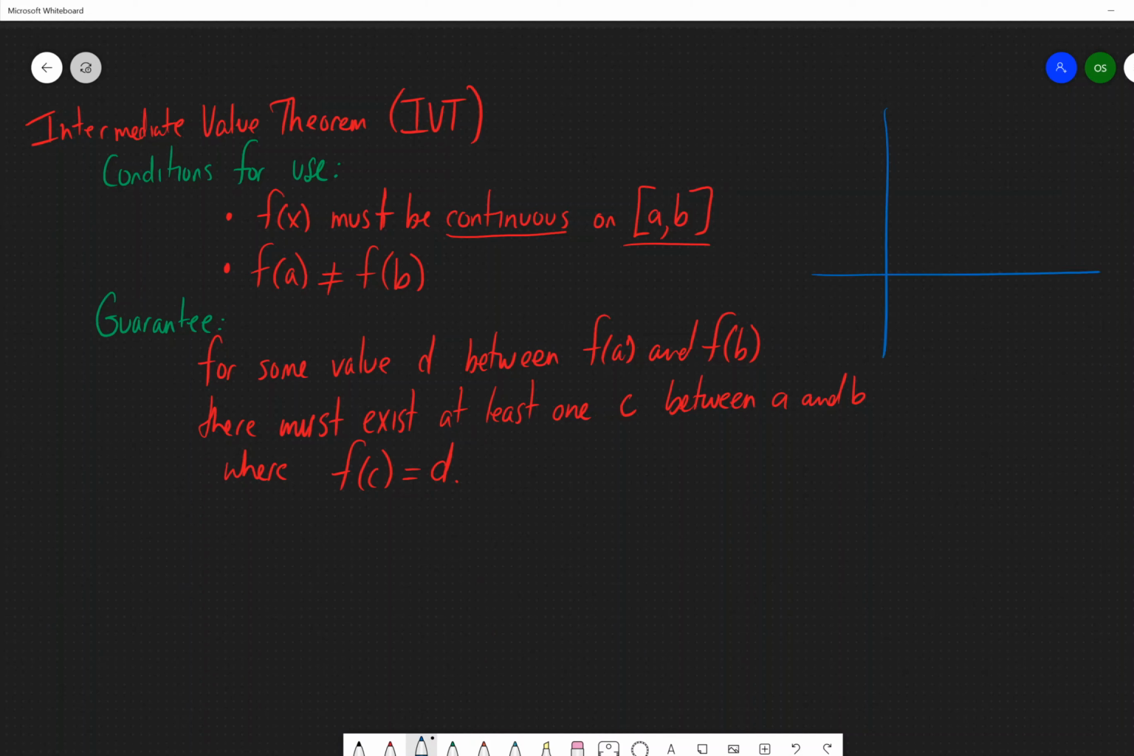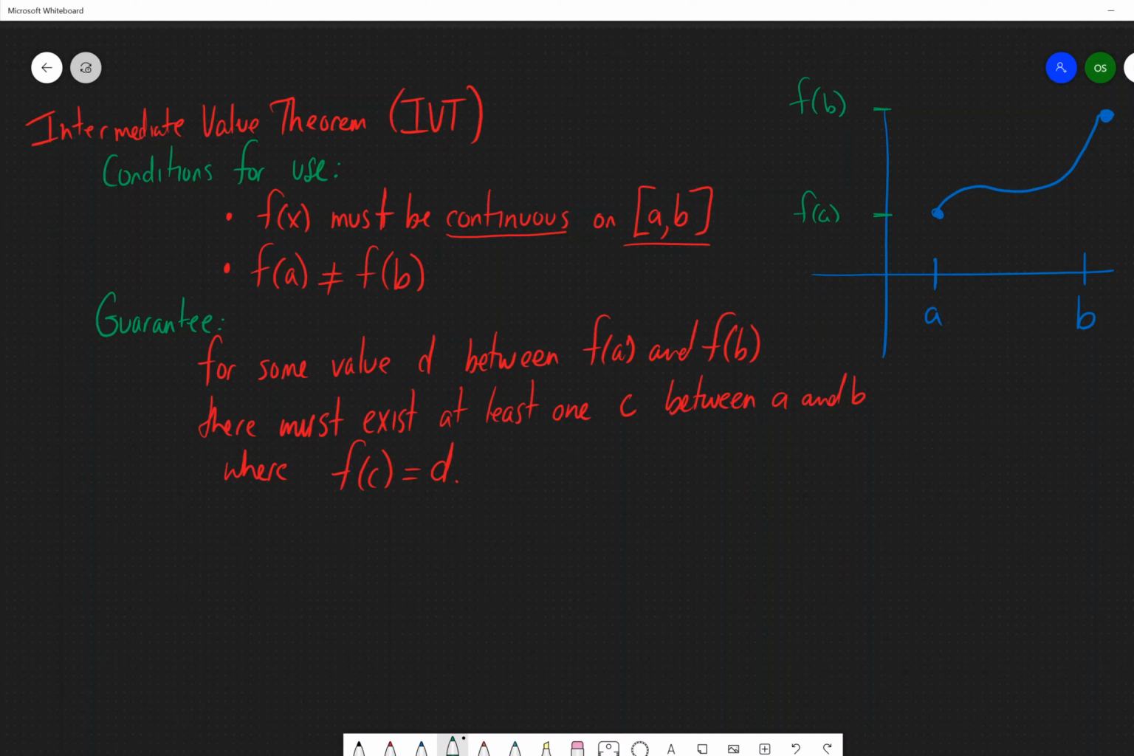So I'm going to put some axes here. So here's A, here's B. And I'm going to just draw some continuous function. So let's say like so. Well, that was not a good color to use. Let me go back. There we go. So this is f of A, and then all the way over here, this is f of B. So we see we meet the conditions. F of x is continuous on this closed interval, yes. And f of A does not equal f of B, yes. So that's what we have to meet condition-wise.